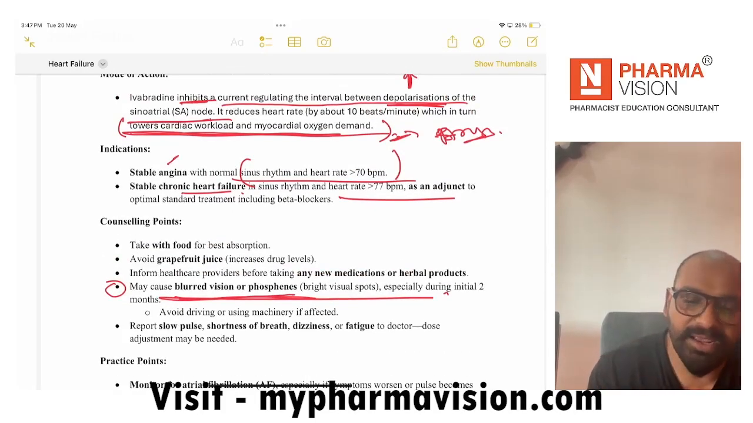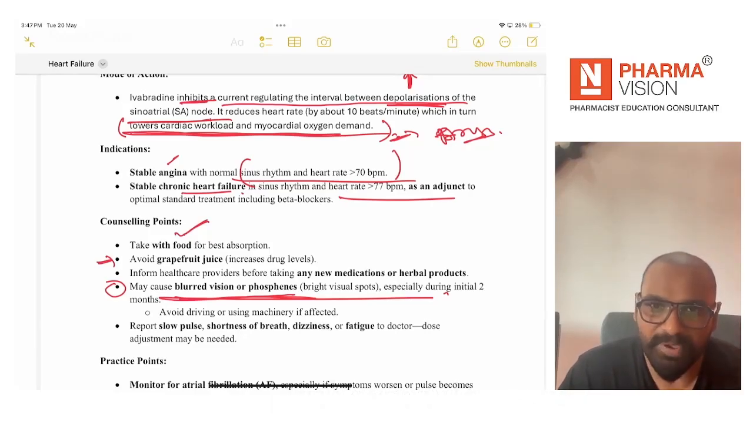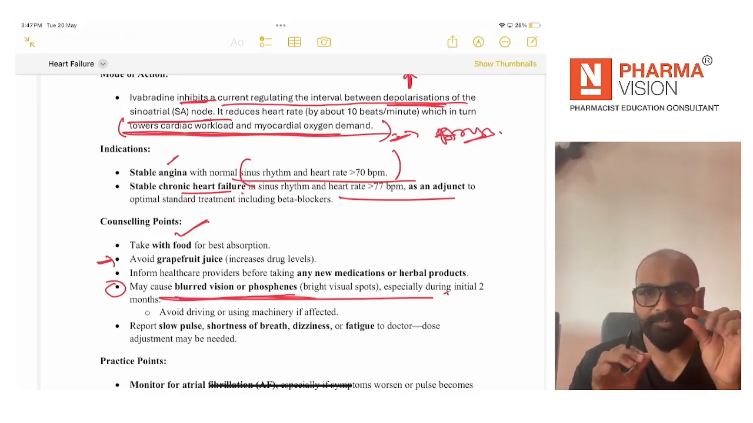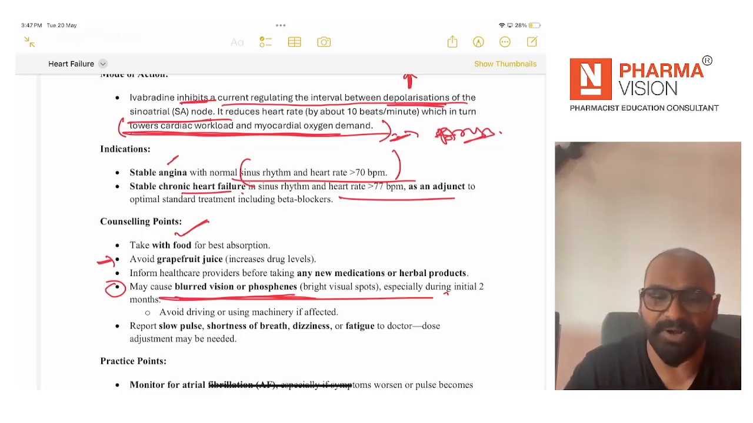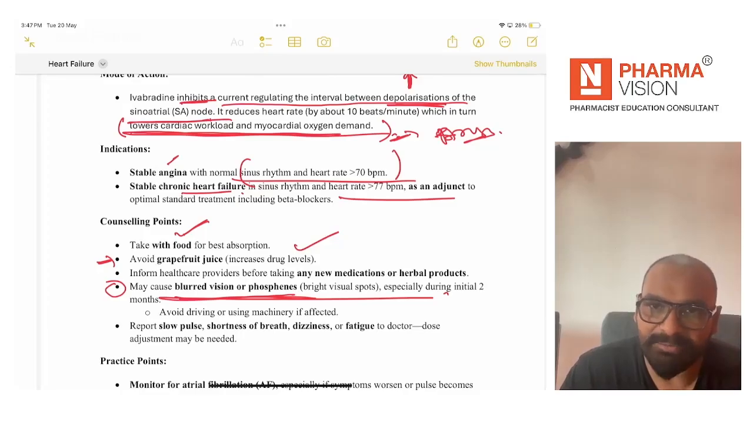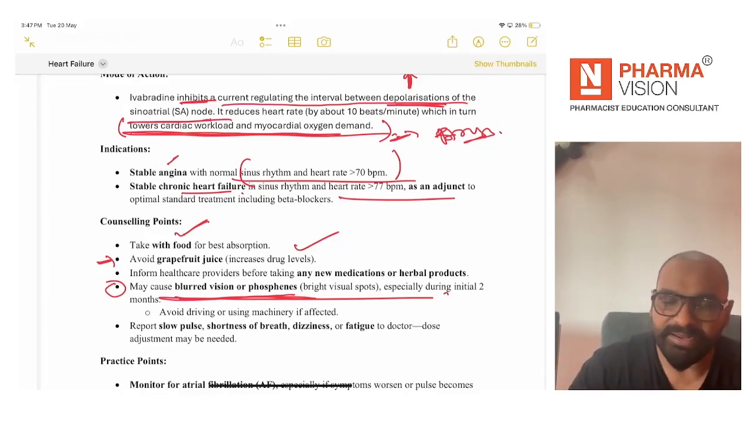Ivabradine can be taken with food, but avoid grapefruit juice. You have to make a list of the medications that should not be taken with grapefruit juice. Grapefruit juice is not grape juice; grape is different and grapefruit is different. Grapefruit juice should be avoided because of metabolism competition, which increases the plasma concentration of ivabradine and increases the risk of side effects.